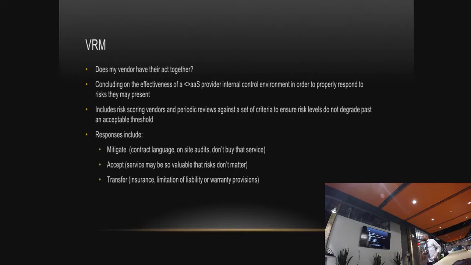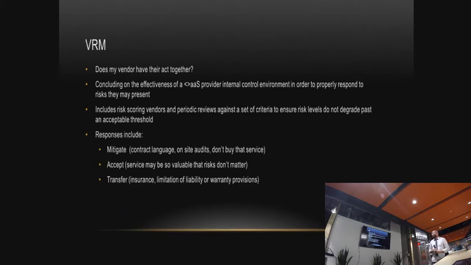VRM includes risk scoring vendors and periodic reviews to see if they are lapsing in their ability to protect my data. So we give them risk levels. And then it may include things like mitigating that risk. So I discover a major risk in a cloud vendor. What am I going to do about it? Well, I may add contract language. I may do an on-site audit. I may not buy that service. That's all mitigating risks.